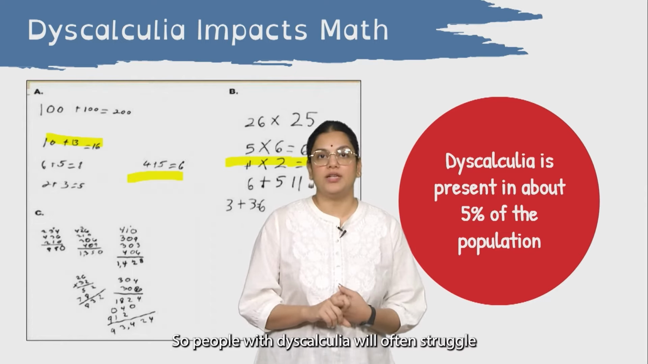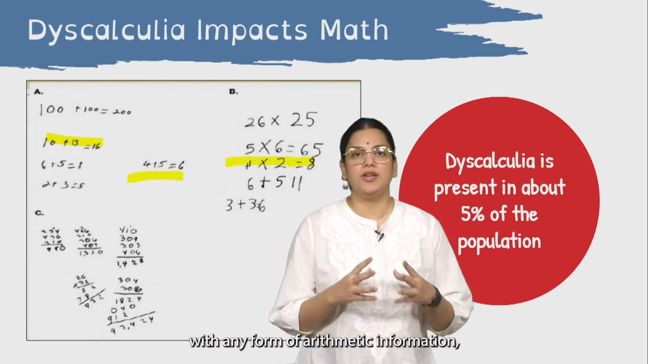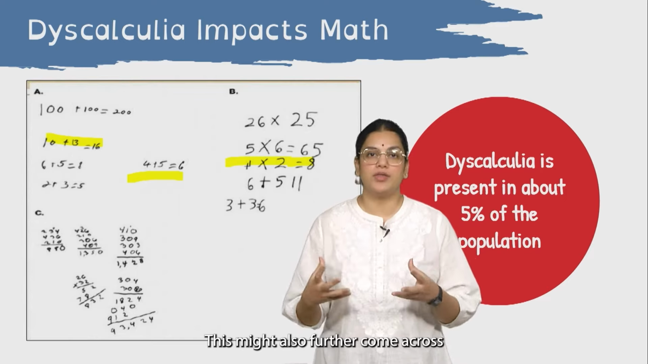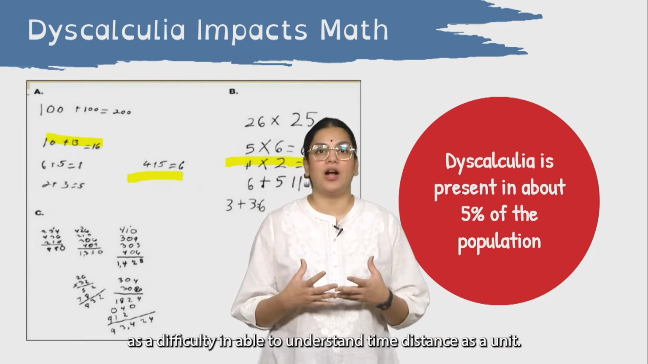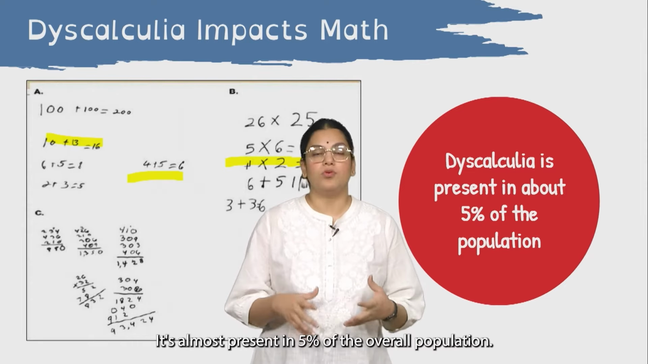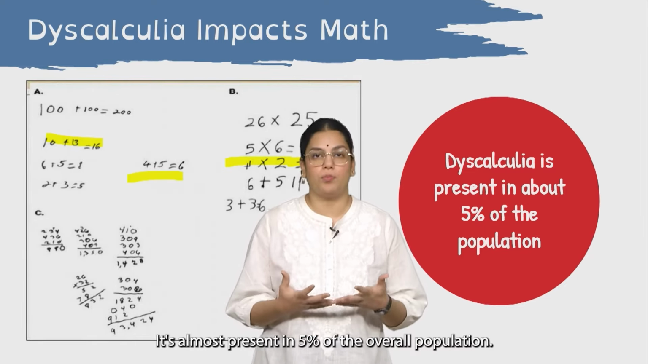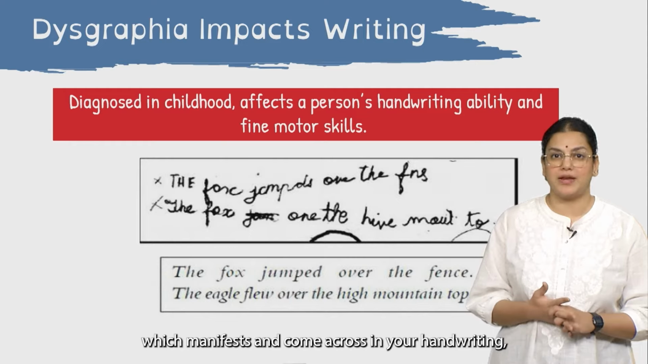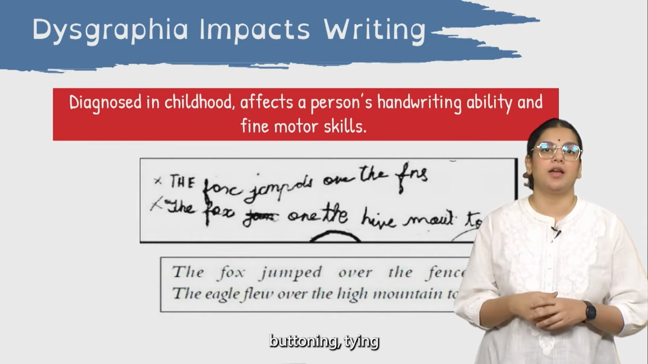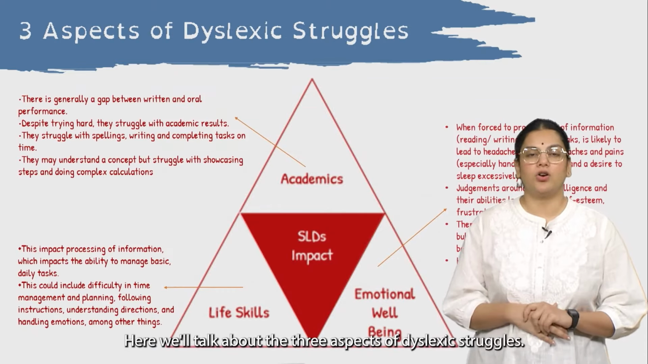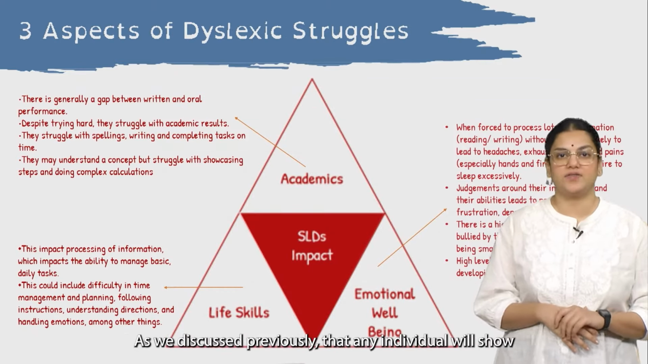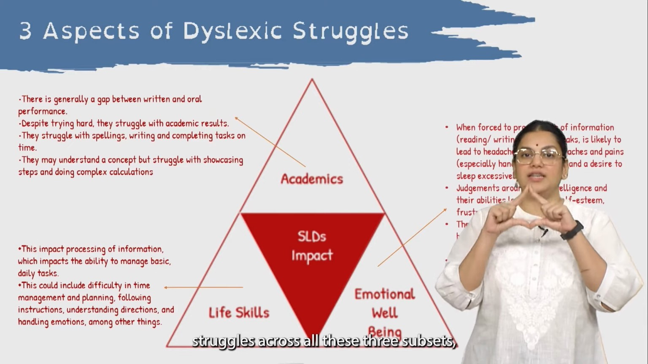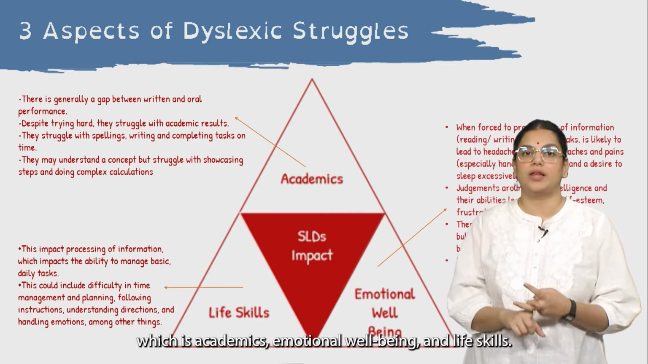Moving on, we have dyscalculia, which is the struggle with maths, and it is not the fear of maths. People with dyscalculia will often struggle with any form of arithmetic, information, calculating, computing. This might also come across as a difficulty in understanding time and distance as a unit. It's present in almost 5% of the overall population. Talking about dysgraphia, it is a struggle with fine motor skills, which manifests in your handwriting, buttoning, tying shoelaces.